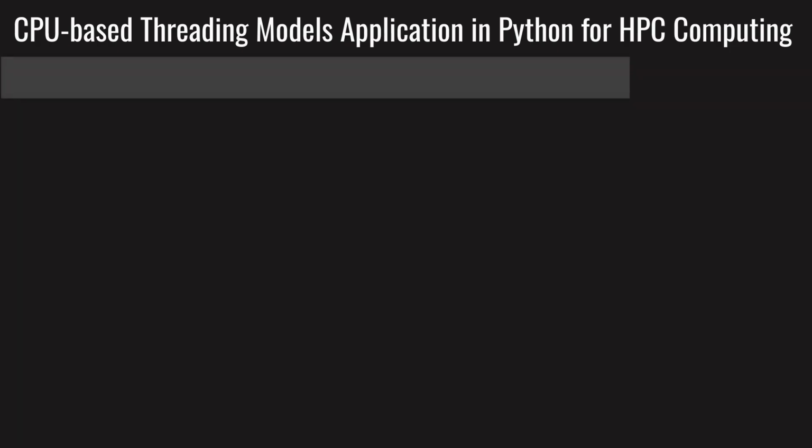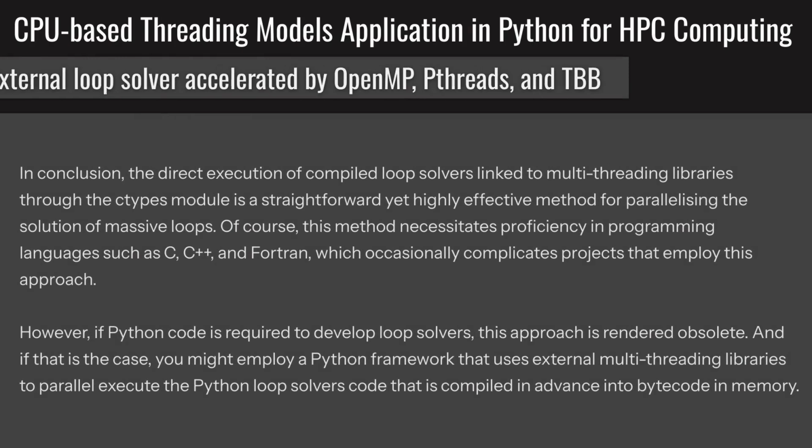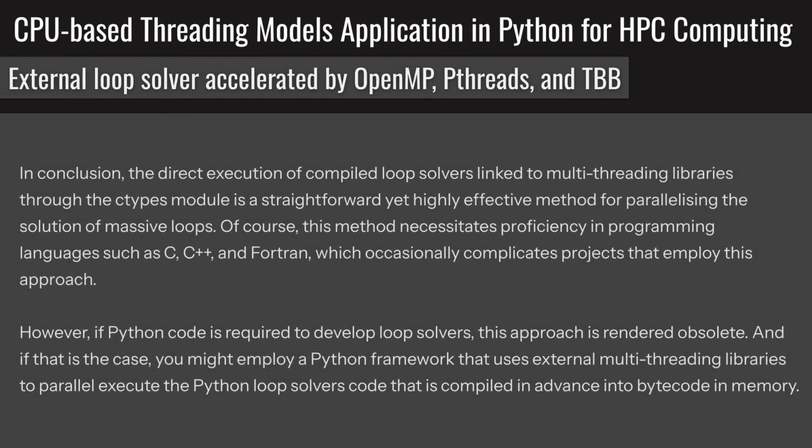In conclusion, the direct execution of compiled loop solvers linked to multi-threading libraries through the ctypes module is a straightforward yet highly effective method for parallelizing the solution of massive loops. Of course, this method necessitates proficiency in programming languages such as C, C++, and Fortran, which occasionally complicates projects that employ this approach. However, if Python code is required to develop loop solvers, this approach is rendered obsolete.